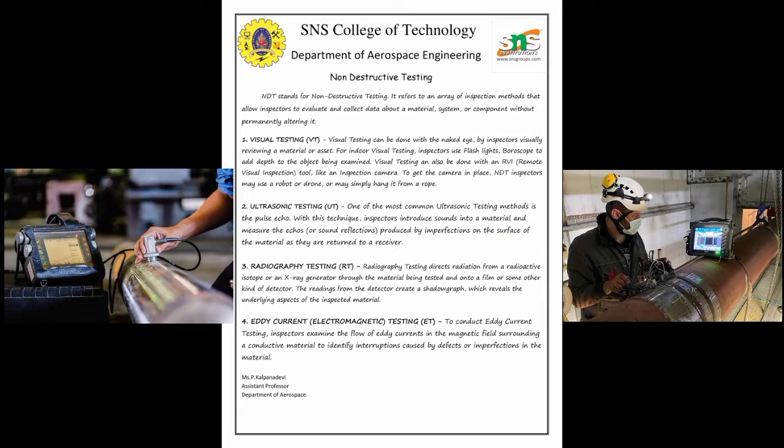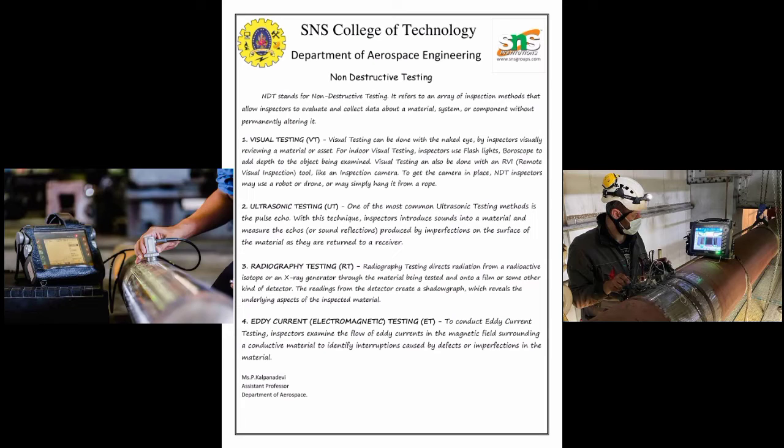Radiographic testing directs radiation from a radioactive isotope or an X-ray generator through the material being tested, and also a film or some other kind of detector. The readings from the detector create shadowgraphic images which reveal the underlying aspects of the inspected material.